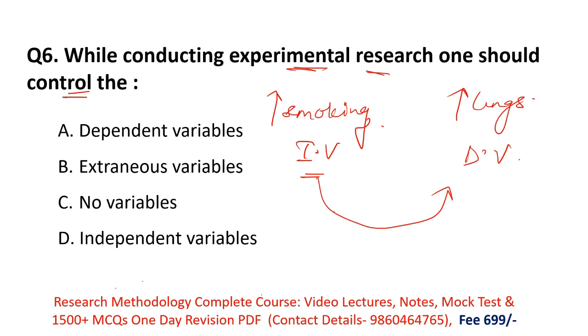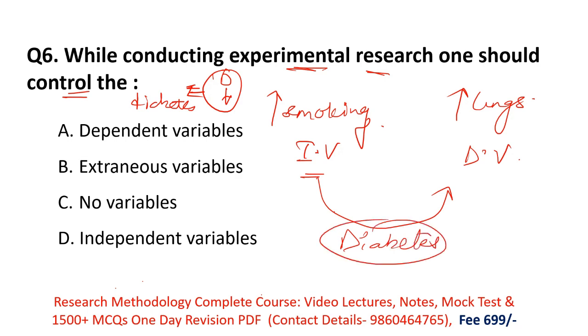In this case, some extraneous variable comes in. Suppose there is one person who also has a different disease like diabetes. If he or she is smoking daily, diabetes also plays a role, there is some effect on that disease. So in experimental research, the researcher should always control the extraneous variable, because in this study the researcher wants to see the effect of smoking on the lungs, not only diabetes.